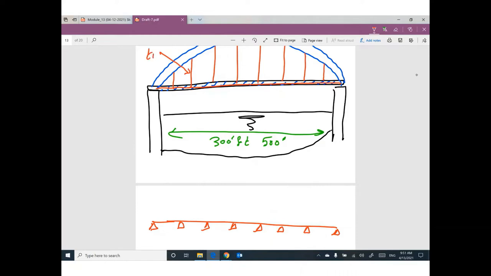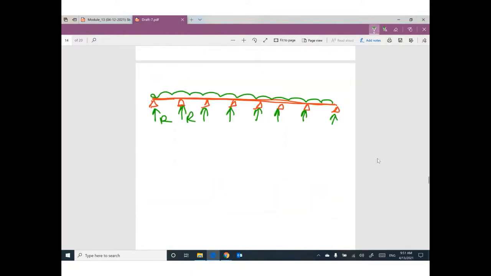This tie looks like a support for this horizontal beam. If you can solve this beam under the effect of live load and dead load, we have reactions at each support. This reaction will be used to analyze this arch. So this arch is supported here and supported here, and we have concentrated load at each tie.